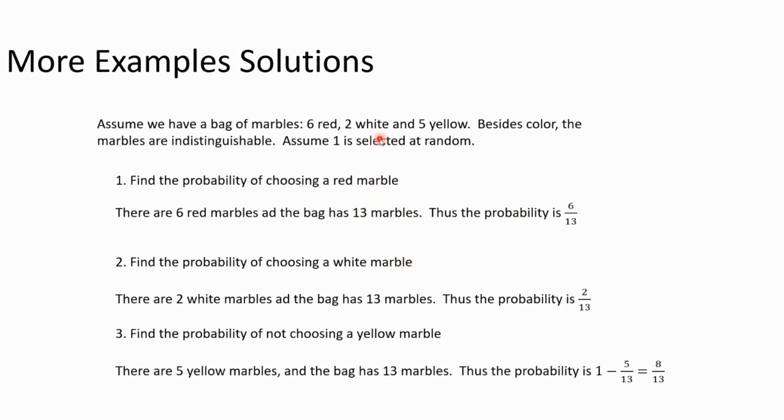For a white marble, it's really the same idea, right? Namely, that should be the word and. So just letting you know, not add. And so from here, for a white marble, well, we know there are 2 white marbles, right? So there's 2 ways the event of choosing a white marble can happen. And how many marbles are there altogether? Well, there's 13. So if you're choosing one at random, the sample space is 13 outcomes. So it'll be 2 out of 13.